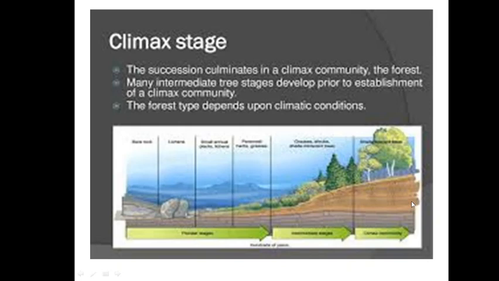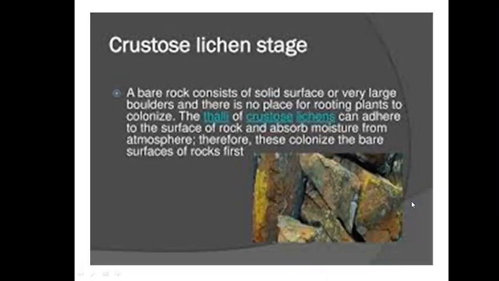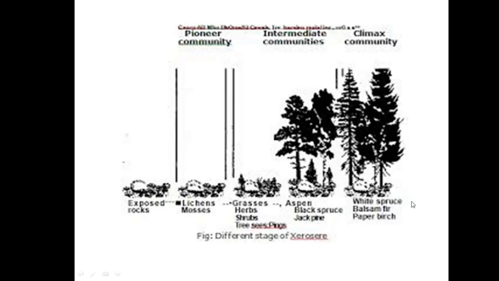In wet temperate regions, they find trees like conifers, oak and maple, and in warm dry regions they develop trees such as Prosopis and Acacia. So these are the stages of Xerosere.